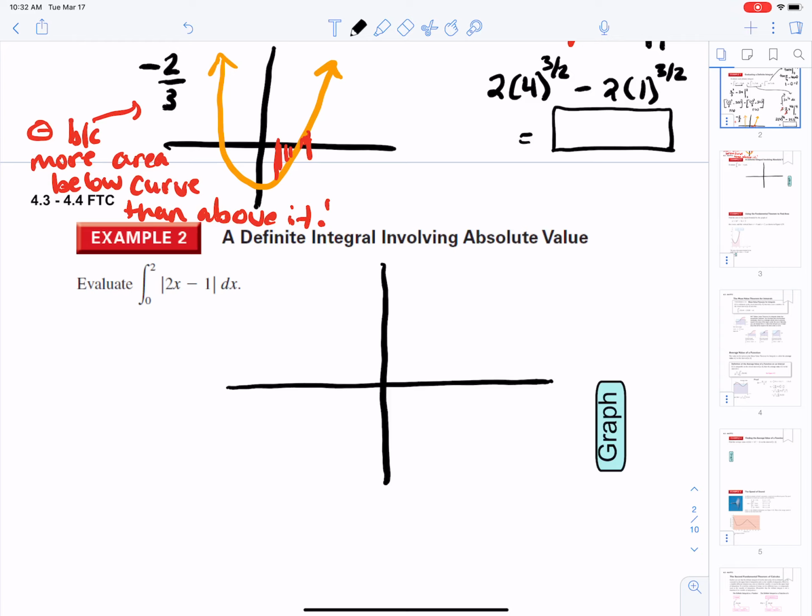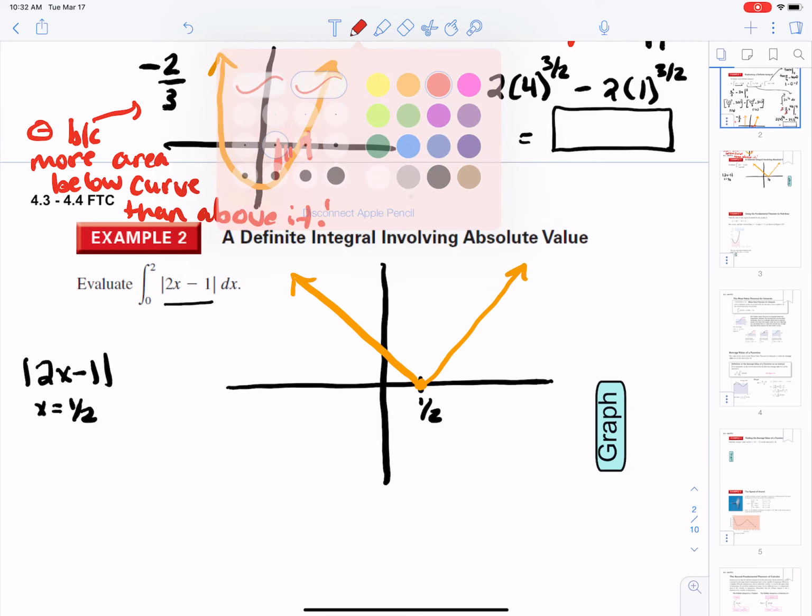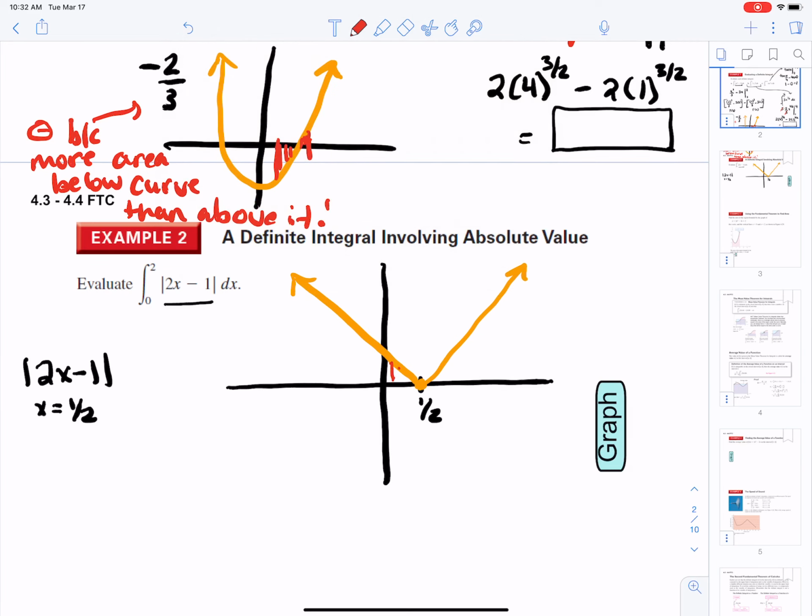So the value of x that makes the inside of the absolute value of 2x minus 1 equal to 0 is x equals 1/2. That's my starting point on the x-axis, like my mini vertex. So there's a point here, and I know my graph is going to go like this in its V shape from that vertex point. Now I'm interested in finding the area under the curve from x equals 0 all the way to x equals 2.